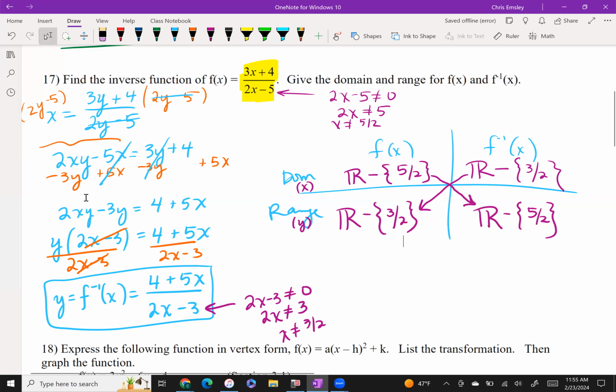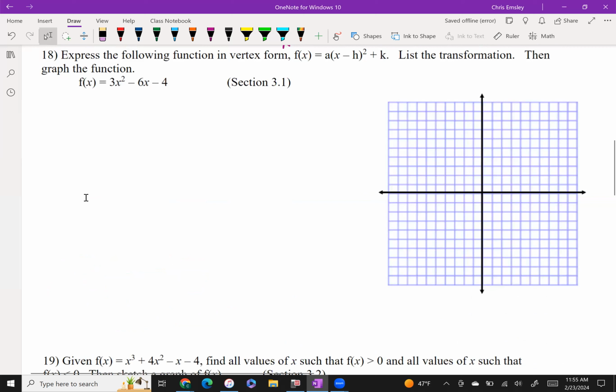Number 18, we're looking at a quadratic function, and we want to put it into vertex form. We want to list our transformations, and then we want to graph it. To put it in vertex form, you can complete the square. I like to just use the little vertex formula. h is negative b over 2a, and that's going to give us the x value of our vertex.